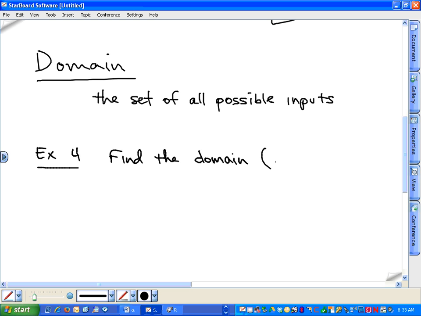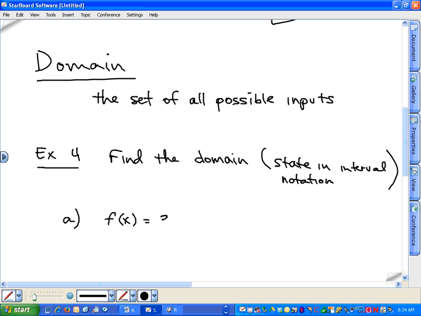Find the domain, and you do need to get used to this. I hope you're used to it by now, but you need to state it in interval notation. We'll start off with some easier ones. Let's do f of x equals 3x minus 8.